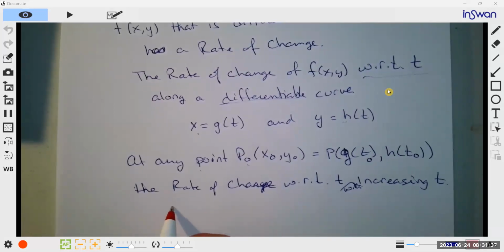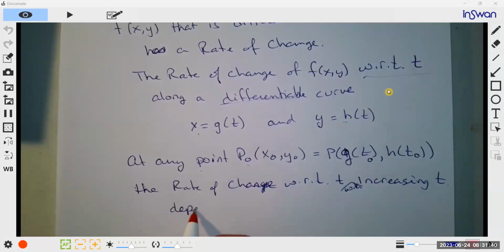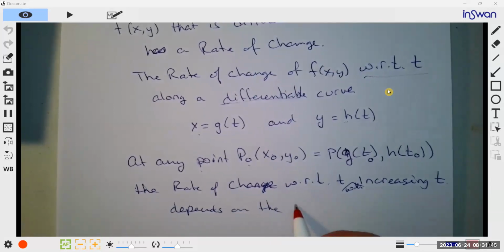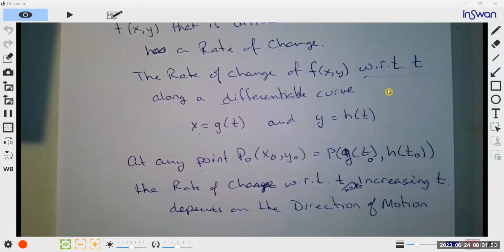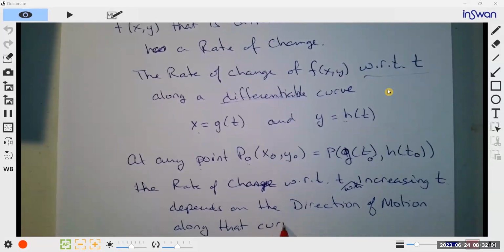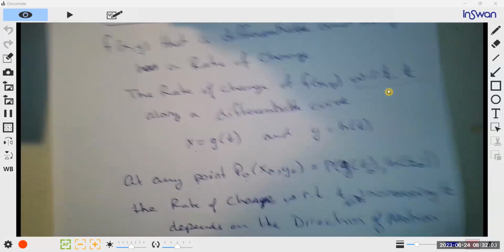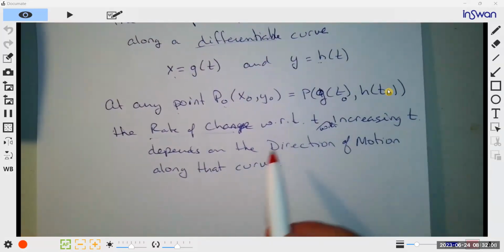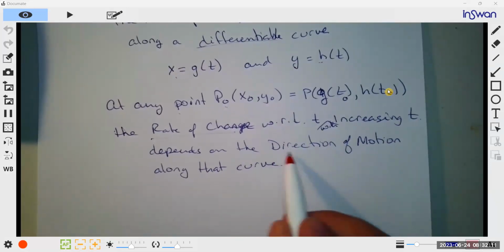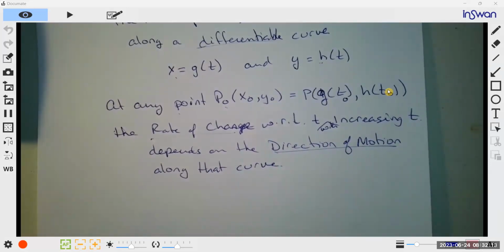depends on the direction of motion along that curve. So even though it's moving, and the rate of change is changing, it's the direction that's important to us.